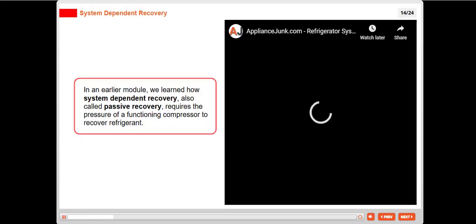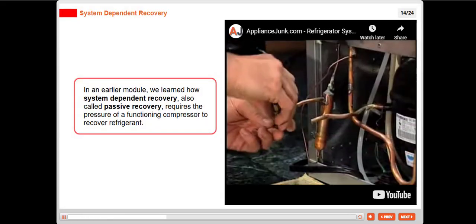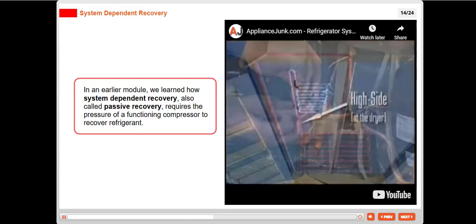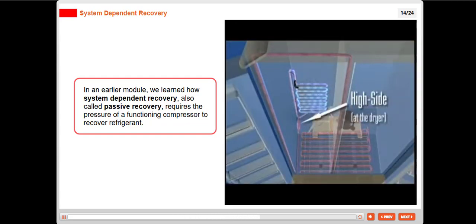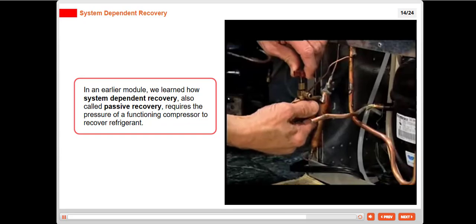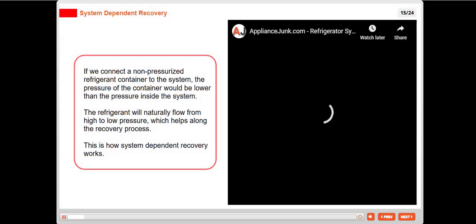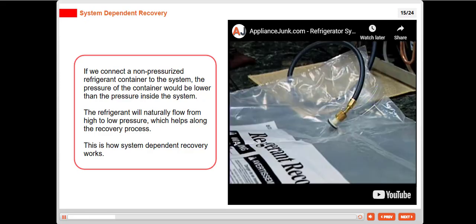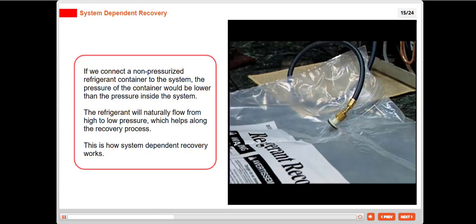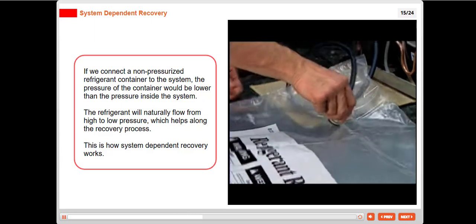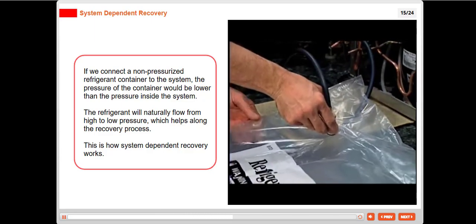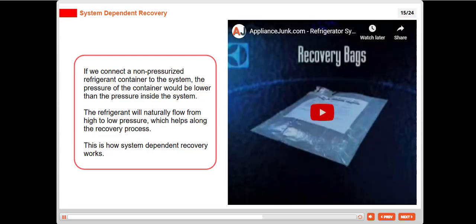In an earlier module, we learned how system-dependent recovery, also called passive recovery, requires the pressure of a functioning compressor to recover refrigerant. If we connect a non-pressurized refrigerant container to the system, the pressure of the container would be lower than the pressure inside the system. The refrigerant will naturally flow from high to low pressure, which helps along the recovery process. This is how system-dependent recovery works.